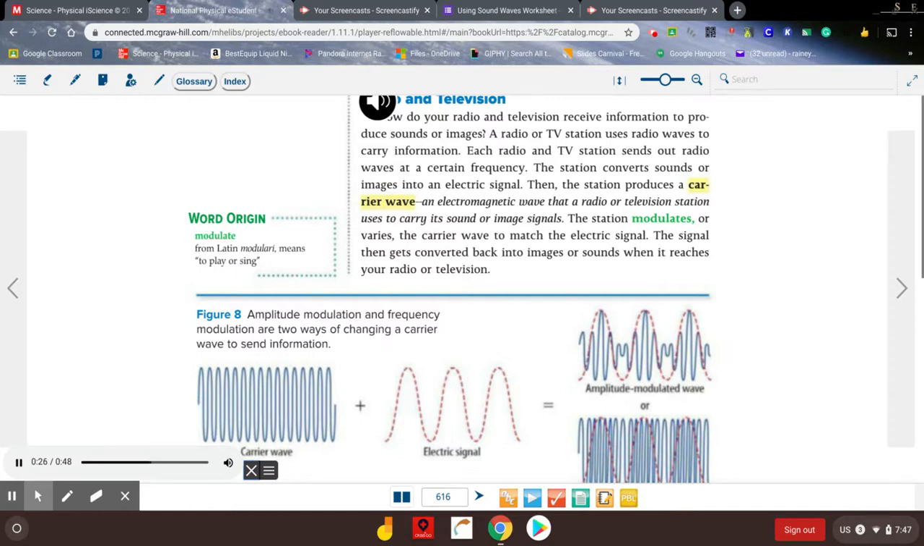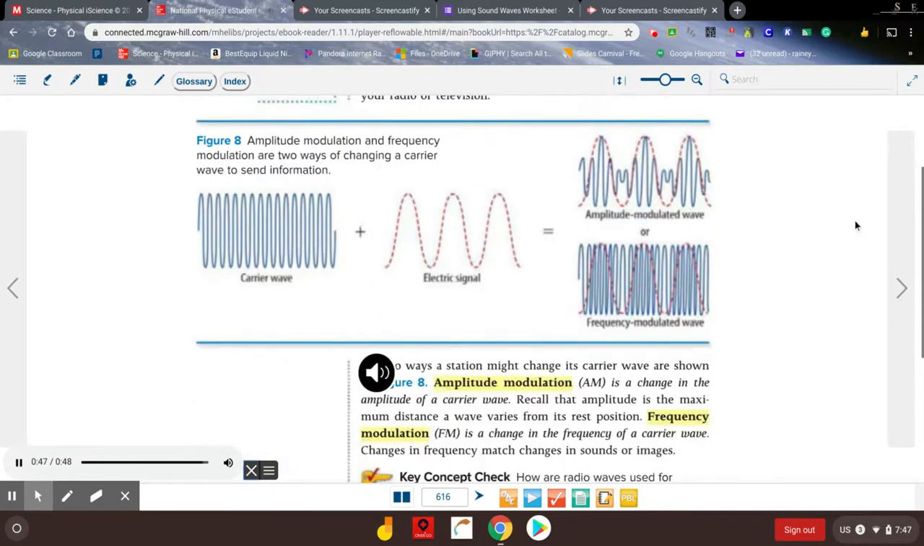Then the station produces a carrier wave, an electromagnetic wave that a radio or television station uses to carry its sound or image signals. The station modulates, or varies, the carrier wave to match the electric signal. The signal then gets converted back into images or sounds when it reaches your radio or television. Two ways a station might change its carrier wave are shown in Figure 8.